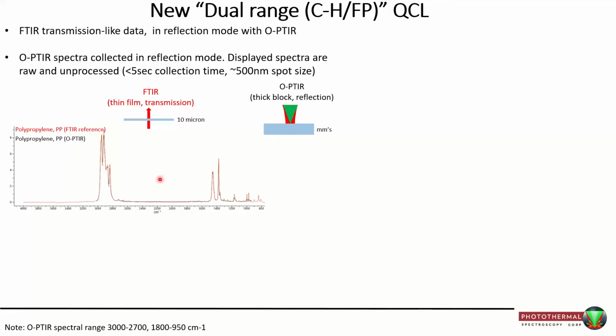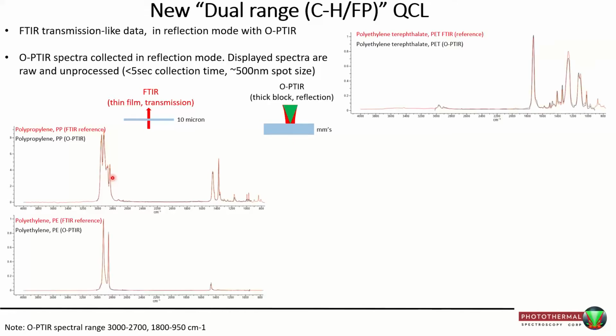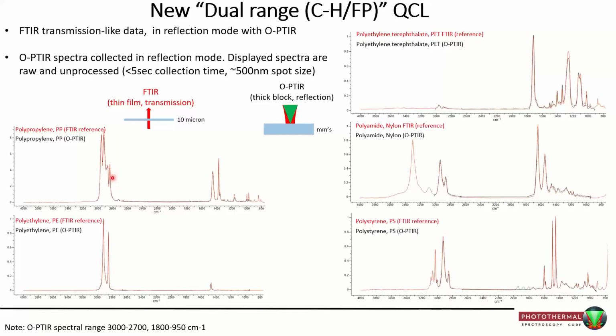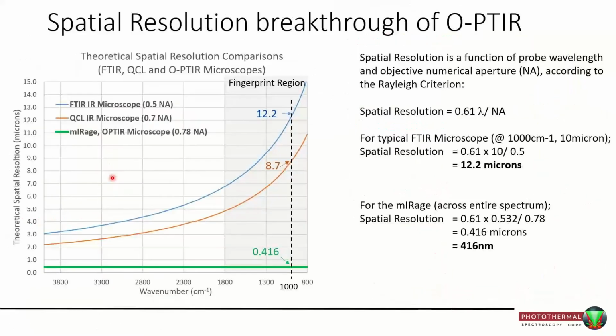So we see polypropylene, red is the FTIR library reference. Black, we've got the O-PTIR. You can see for polypropylene, it's virtually a perfect match. Same thing with polyethylene, PET, nylon, and polystyrene. So again, just to stress that what we collect in reflection mode is completely comparable to what's been collected in the 30-40 years of history of FTIR transmission libraries. And also, what you may have collected in your own lab.